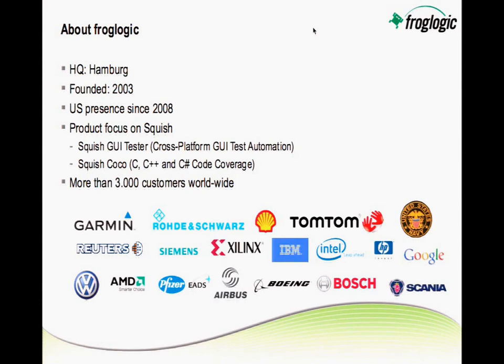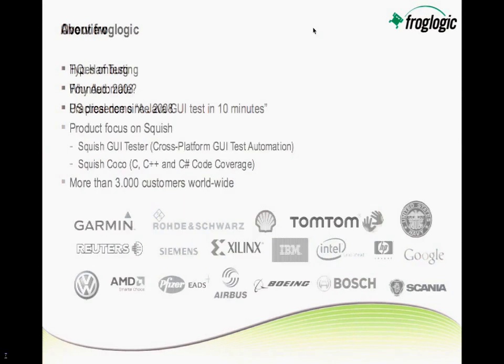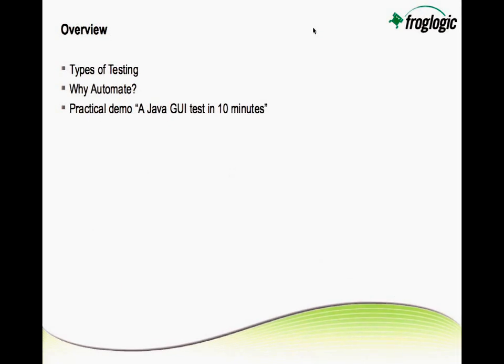At Froglogic, we are headquartered in Hamburg in northern Germany. We have been in the market for a bit over 10 years and founded the company with the vision to create a cross-platform, cross-UI technology GUI test automation tool, which is the Squish GUI Tester, our primary product. In addition to that, we also have a code coverage tool, currently only for C, C++ and C#, but we will expand that to Java in the near future. And we are proud to have more than 3,000 customers worldwide using our tools, mostly for automating all kinds of user interfaces.